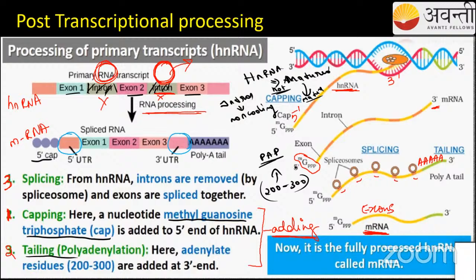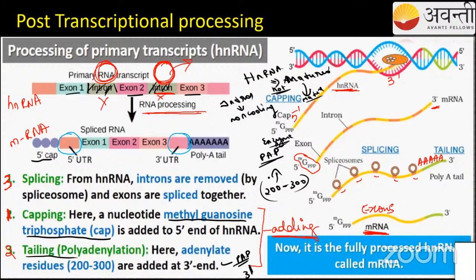What do you mean by PAP, guys? Always remember, the poly A tail is produced by the PAP enzyme. PAP means polyadenosine polymerase. Okay, guys. So tailing is done by the PAP enzyme, and tailing is always at the 3' position. Then what is the use of capping and adding the tail to the mRNA?